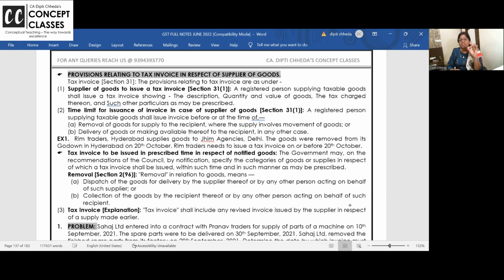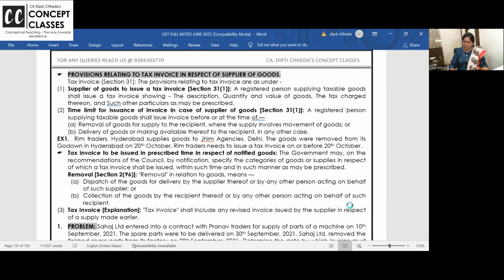Section 31, which we have done in value and time of supply. Time of supply is the date on which invoice should have been issued. You remember? Right? So a registered person supplying taxable goods shall issue a tax invoice, with the quantity, description and all, tax charge thereon, and such other particulars as may be prescribed. ठीक है ना? Registered person supplying taxable goods shall issue a tax invoice showing description and all.